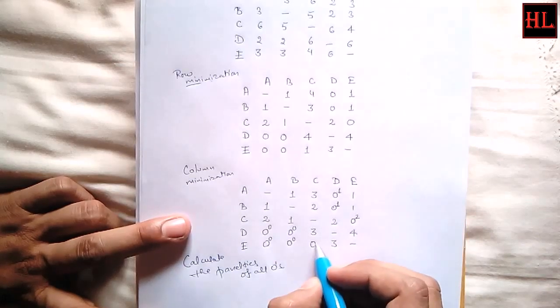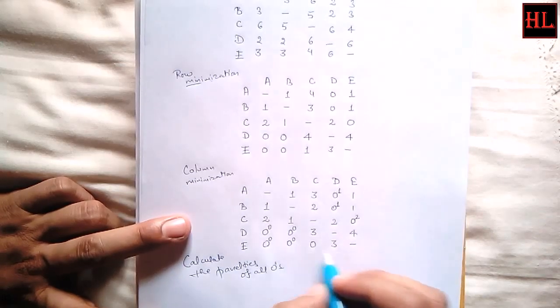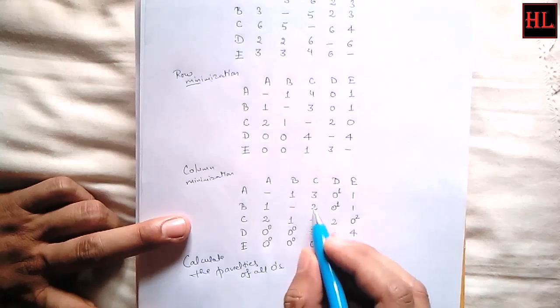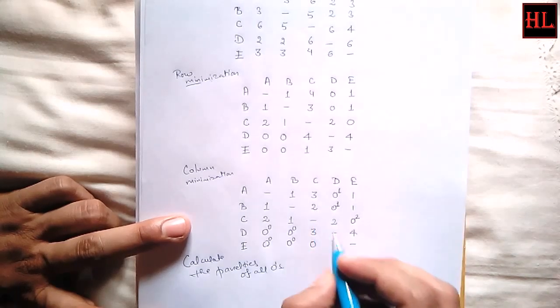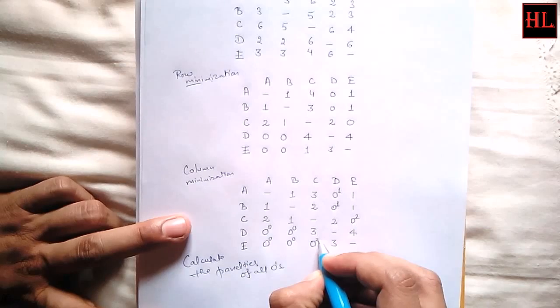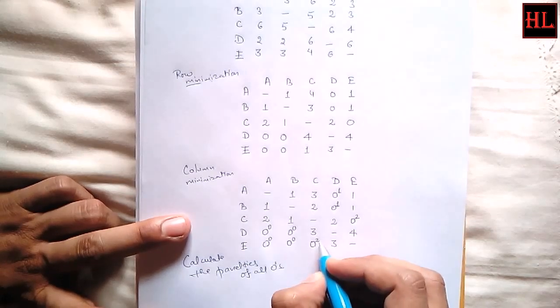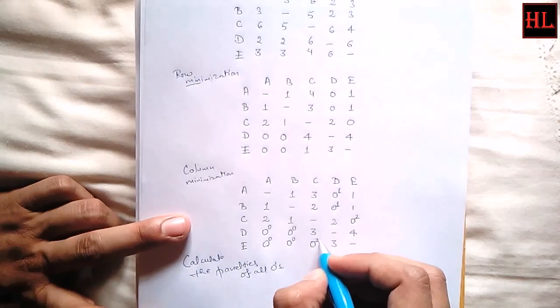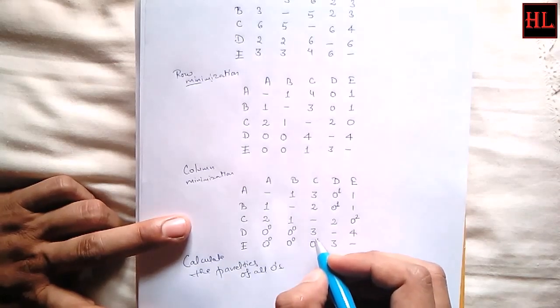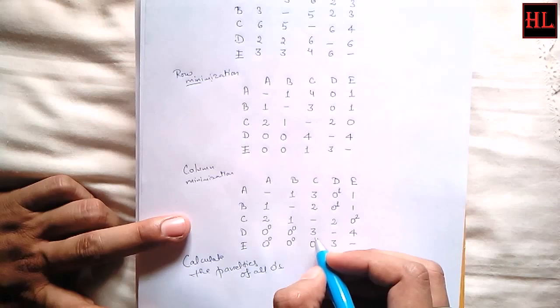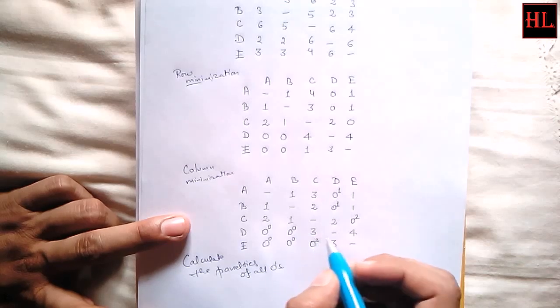But for this 0 the minimum element in its row is 0 and in its column is 2, so 0 plus 2 will be equal to 2, so the penalty associated with this 0 is 2. So now what we need to do is select the maximum penalty and cancel the corresponding row and column to make the assignment.